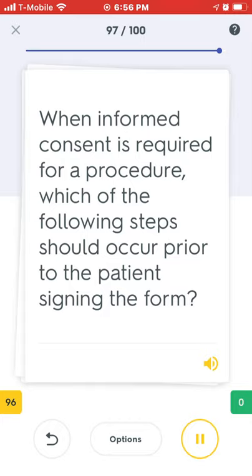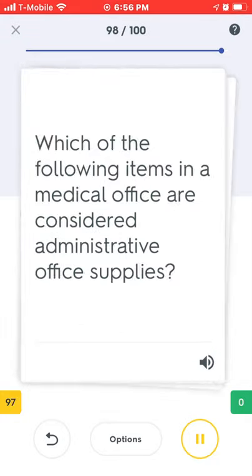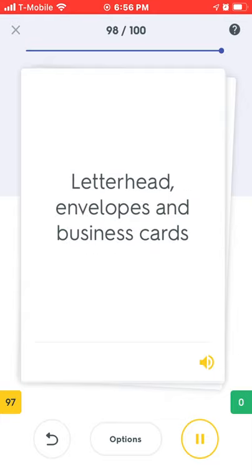When informed consent is required for a procedure, which of the following steps should occur prior to the patient signing the form? The provider should review alternative procedures with the patient. Which of the following items in a medical office are considered administrative office supplies? Letterhead, envelopes, and business cards.